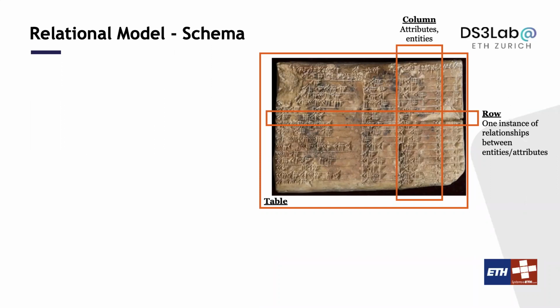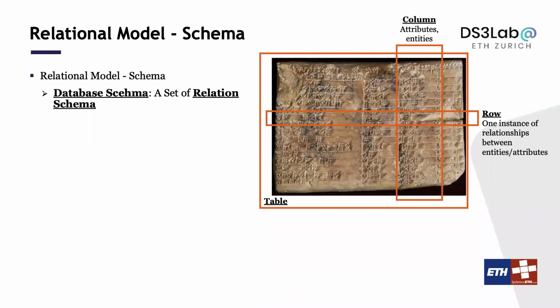So let's make this a little bit more formal. When we talk about the relational model, we talk about two things. We talk about the schema. You can think about it as the header of this table. We want to define what the data looks like before we actually put real data into a table. And we call that schema. A database schema is a set of relation schemas. Essentially, one database contains a whole bunch of relations. And you can think of each relation roughly as one of these tables.